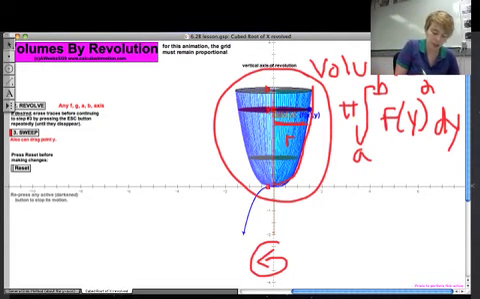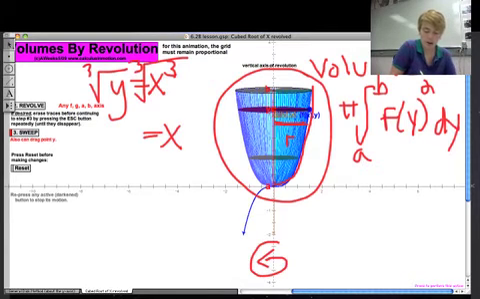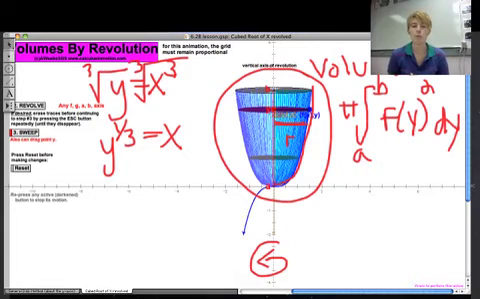If you're wondering how to do that, if this function on the graph is y equals x cubed, then to get the radius and switch the values, I'm going to have to solve for x. So I'm going to cube root both sides of this equation and get x equals cube root of y, or I could say y to the 1/3 power. So my radius, this r that you can see on the screen, is y to the 1/3 power.